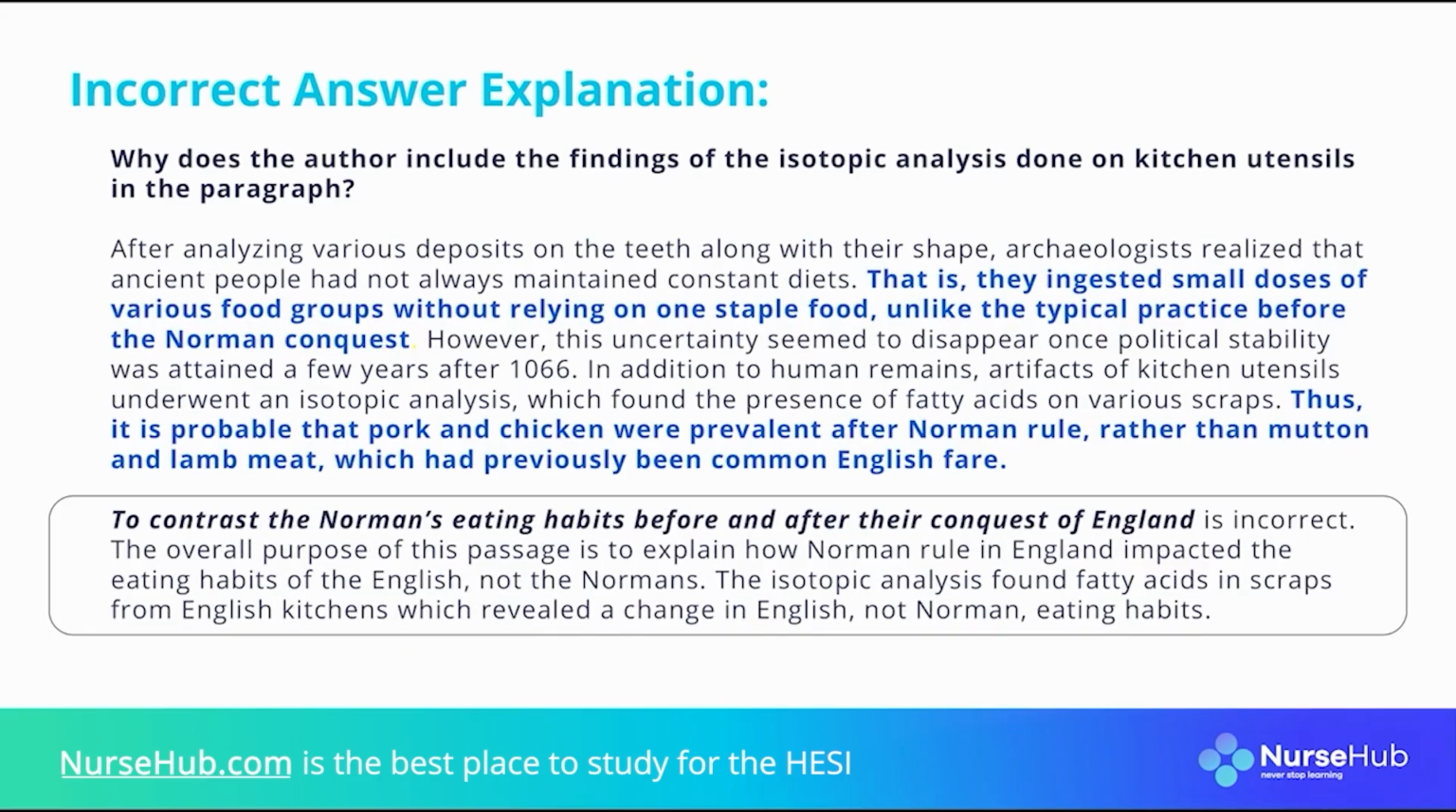All right, here's our last incorrect answer option. To contrast the Normans' eating habits before and after their conquest of England. So the overall purpose of this passage is to explain how Norman rule in England impacted the eating habits of English, not the Normans. The isotopic analysis found fatty acids in scraps from English kitchens, which revealed a change in English, not Norman, eating habits. So this one was really tricky. You had to really pay attention to the details.